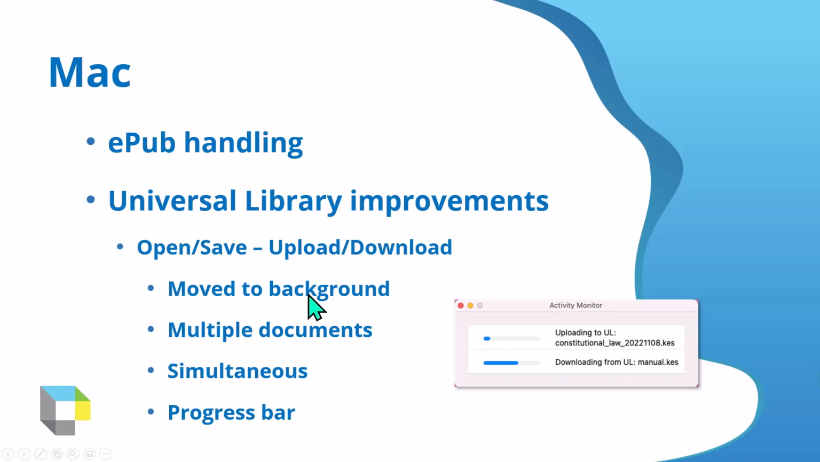The first one is the work was moved to the background. What that means is once I've started it, I can go back into Kurzweil 3000 and work on something else, or I can upload multiple documents at a time. I can start one and then go to the next. Also, uploading and downloading was made simultaneous. So if I need to upload a document and download or open one from the library at the same time, I can have both going.